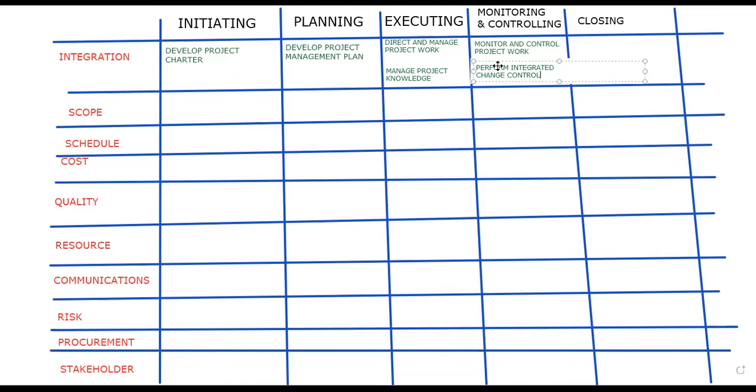Perform: carry out. Integrated: interlocked, touching many pieces and coordinated. So Perform Integrated Change Control: perform change that is intentionally controlled across many areas. To begin with, schedule, cost, and scope. They all need to be integrated. If you're making a change in isolation of scope or schedule or cost, you're doing it wrong.